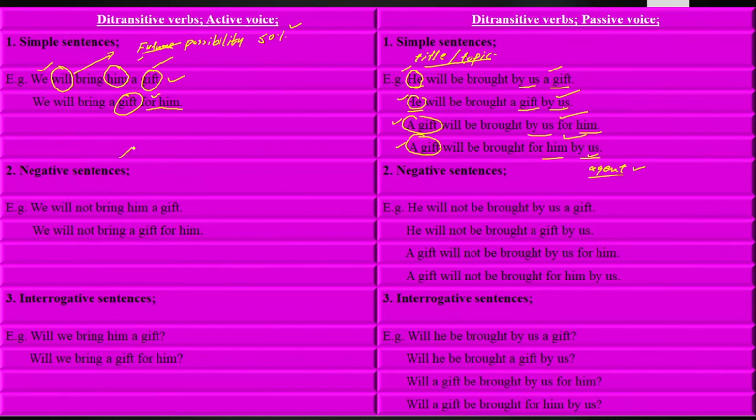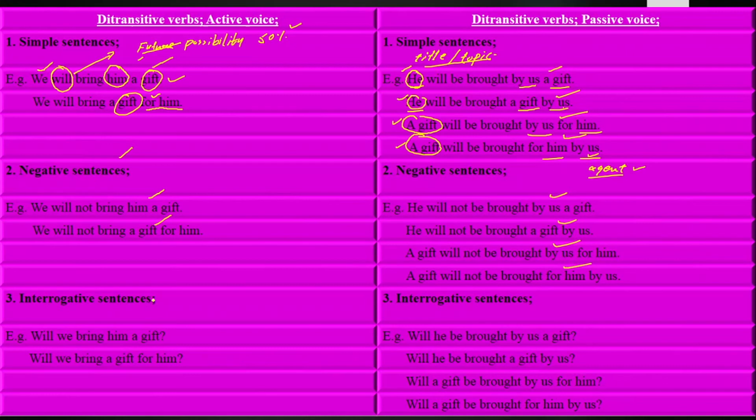Next we have the negative sentences. Those sentences in which we deny the statement, reject the statement, and refuse the statement are called negative sentences. He will not bring him a gift, we will not bring him a gift, we will not bring a gift for him. He will not be brought by us a gift, he will not be brought a gift by us, a gift will not be brought by us for him, a gift will not be brought for him by us.